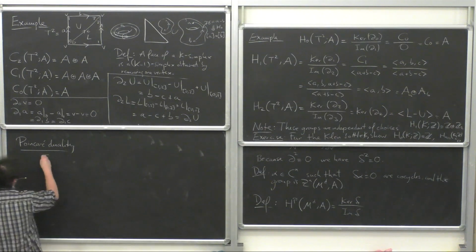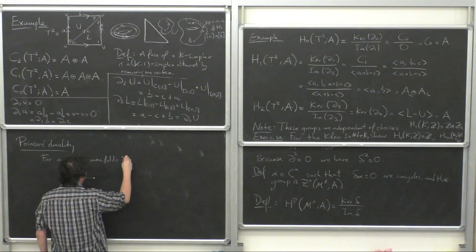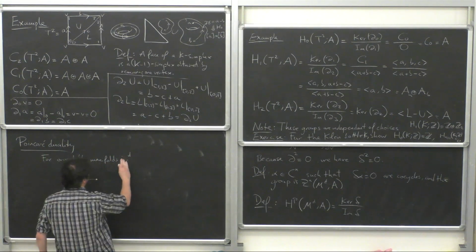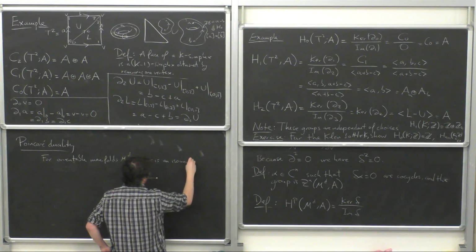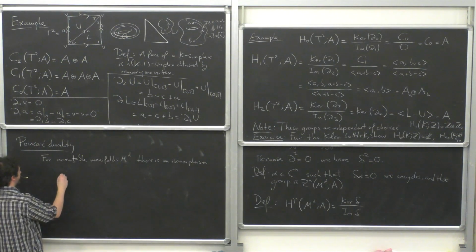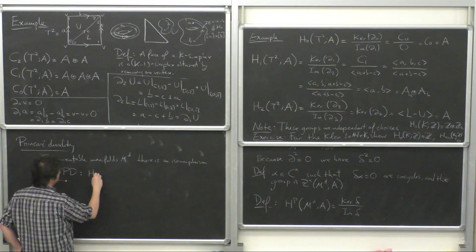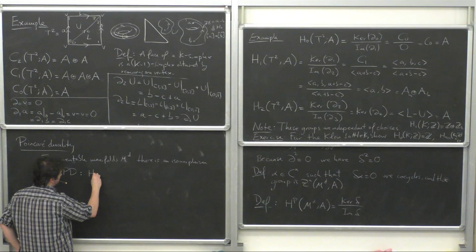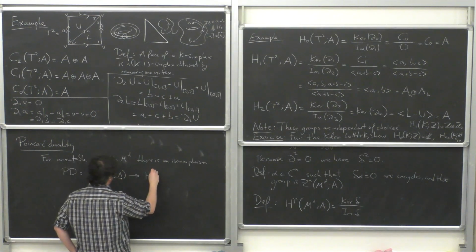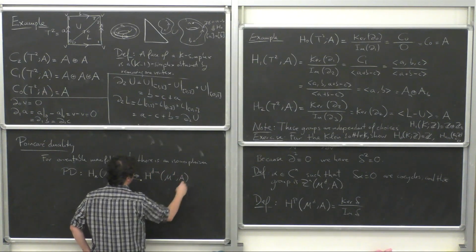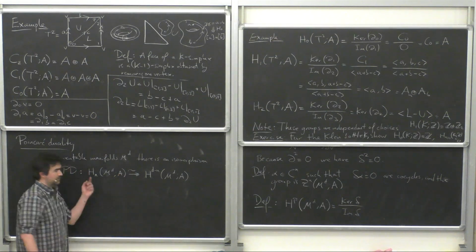So for orientable manifolds M_d, there's an isomorphism, which is often called Poincaré duality, which goes from H_n in homology, say, of M_d with coefficients in A to H^(d-n) of M_d with coefficients in A. This is an isomorphism, so you get to choose in which direction it goes.